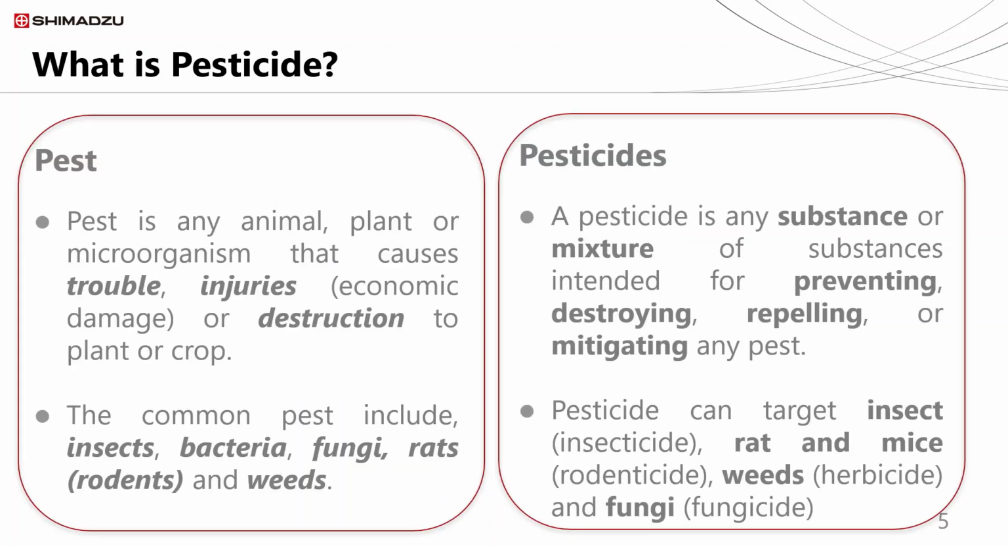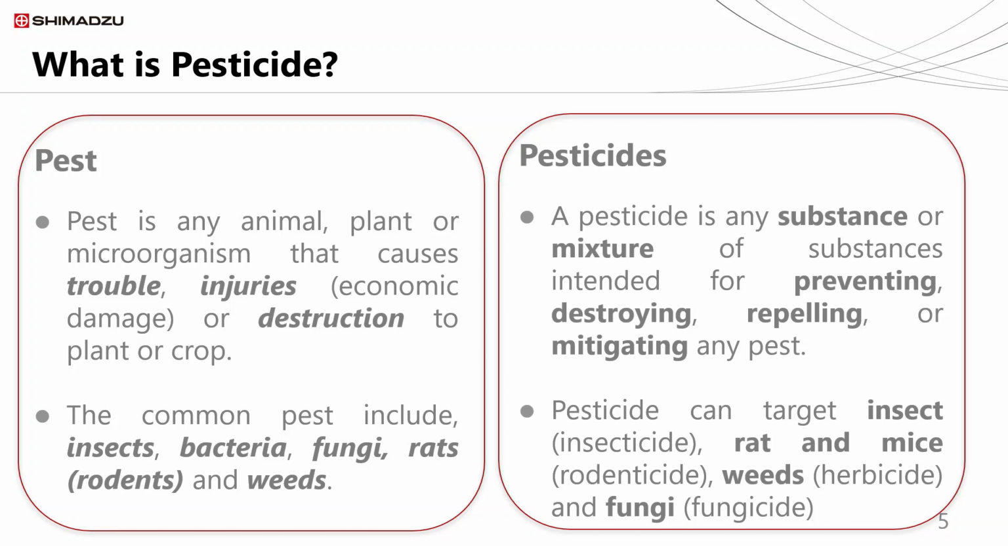Before we go into details of pesticide analysis, it is important to know what a pest is and what a pesticide is. A pest can be defined as any animal, plant, or microorganism that causes trouble, injuries, or economic damage or destruction to a plant or crop. The common pests include insects, bacteria, fungi, rats, which we can call rodents, or even weeds for that matter. Based on that, a pesticide can be defined as any substance or mixture of substances intended for preventing, destroying, repelling or mitigating any kind of pest.